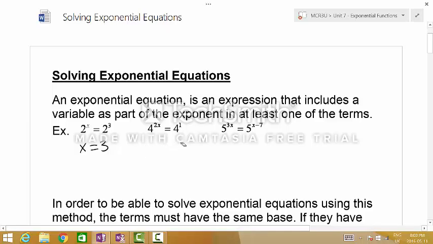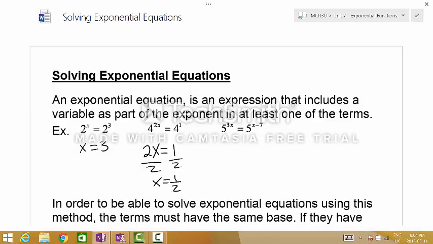Again, we ignore the base and just write the exponents for it to be equal. Exponents have to be equal. So we have 2x equals 1, and we are going to solve for x. So we divide both sides by 2, and what we get is x is equal to 1/2.